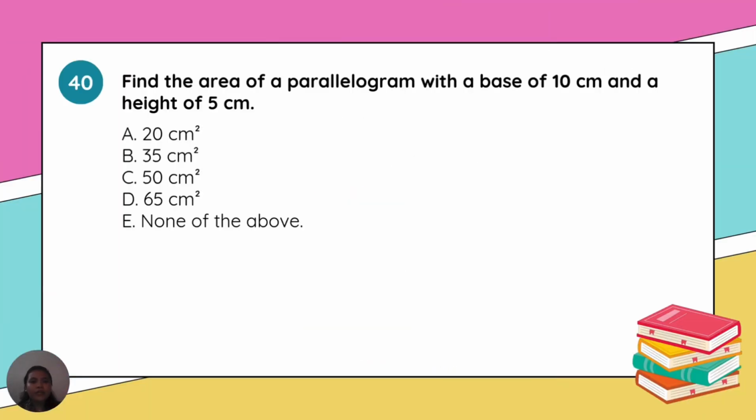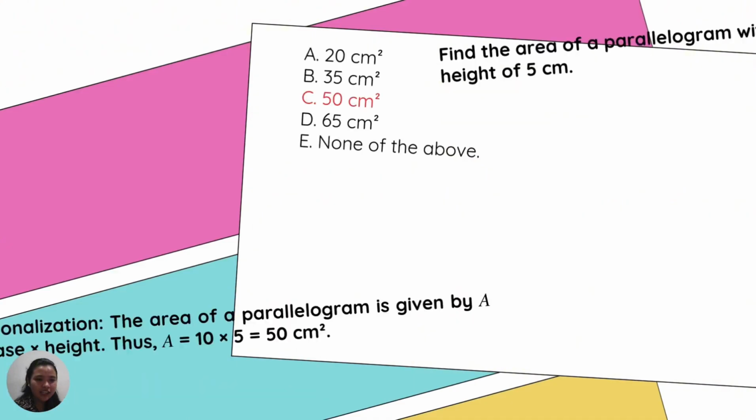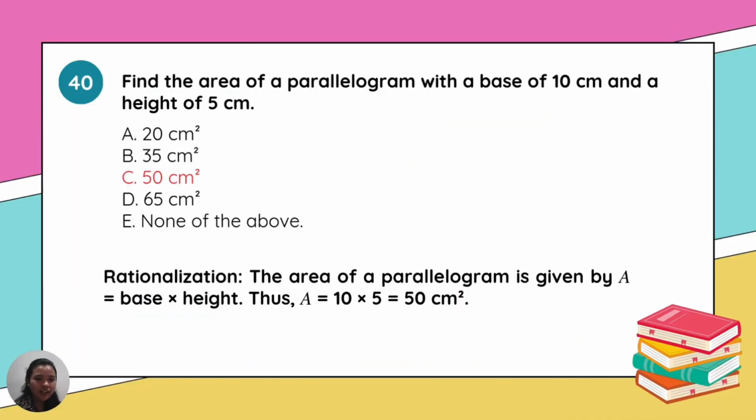find the area of a parallelogram with a base of 10 cm and a height of 5 cm. A. 20 cm squared. B. 35 cm squared. C. 50 cm squared. D. 65 cm squared. And E. None of the above. So the answer is letter C, 50 centimeters squared.